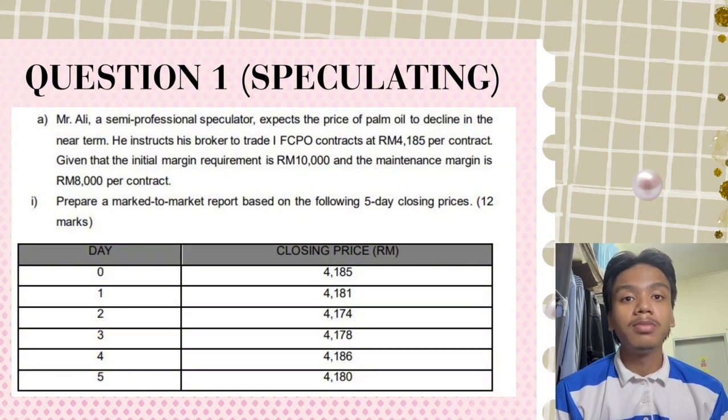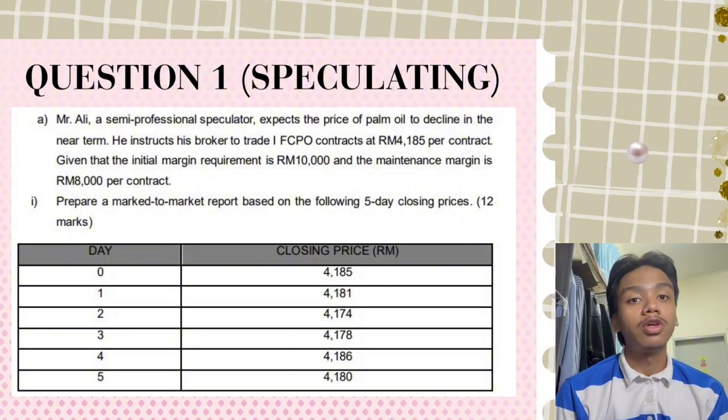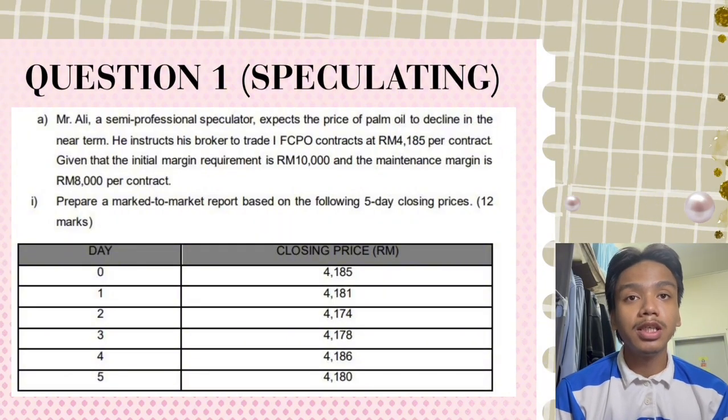Question 1 about speculating. And look at the question. We have Mr. Ali, a speculator who believes palm oil prices are about to drop. Because he's bearish, he decided to go short, selling 8 FCPO contracts at 4,185 ringgit per contract.